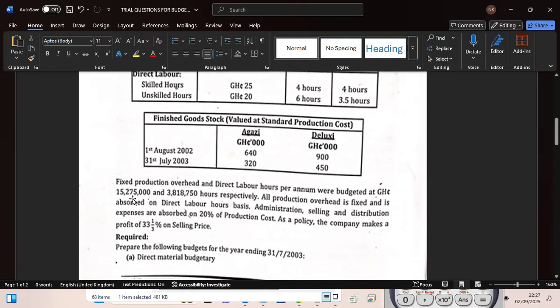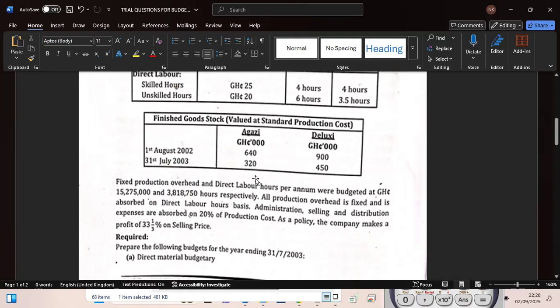Now, you have here that fixed production overhead and direct labor hours per annum were budgeted at 15,275,000, and then we also have 3,818,750 hours respectively. So the fixed production overhead is this, and then the direct labor hours is this. So all production overhead is fixed and is absorbed on direct labor hours basis.